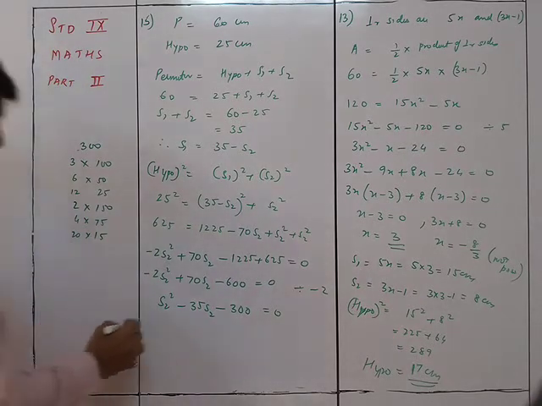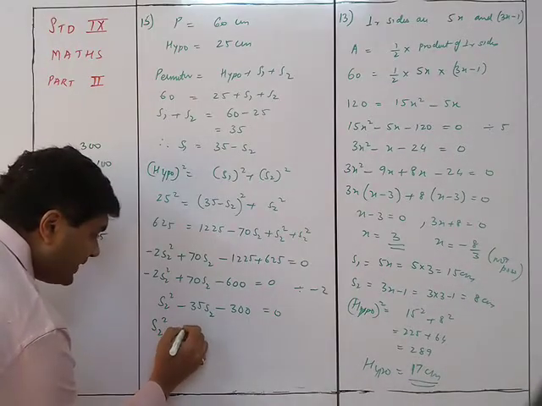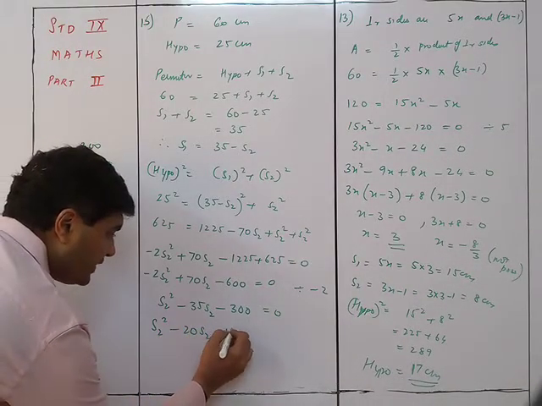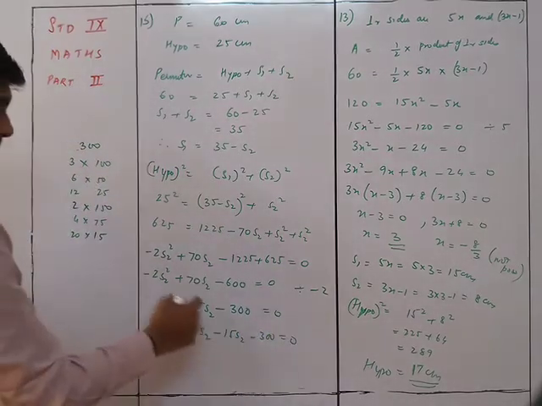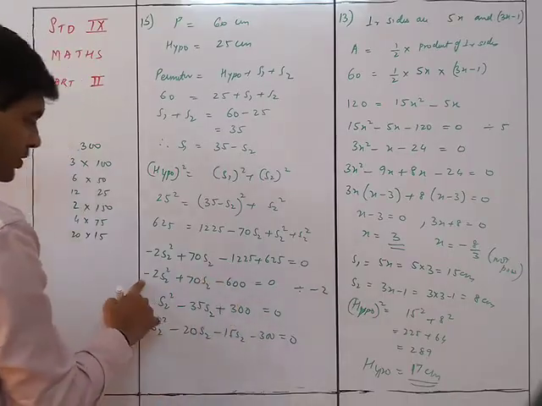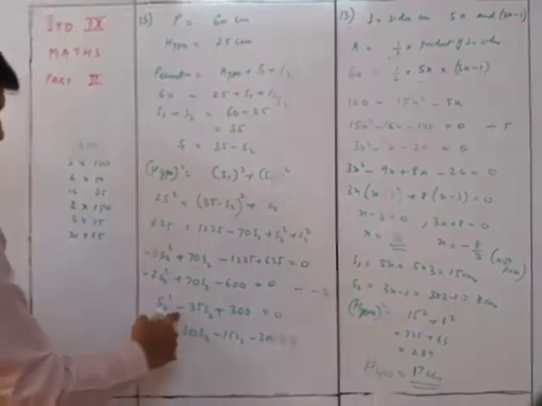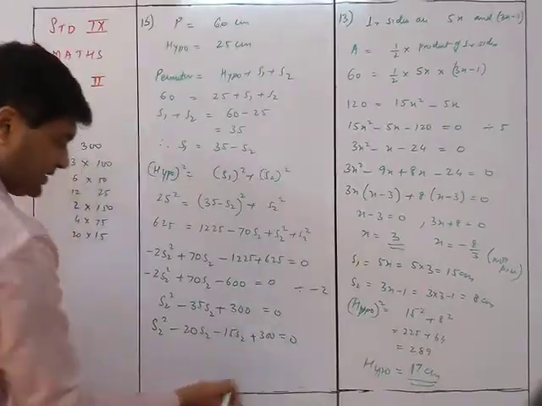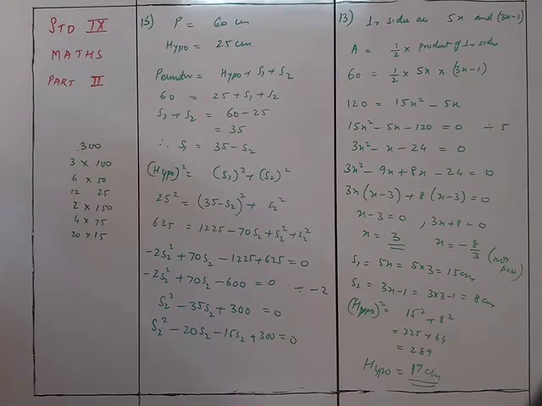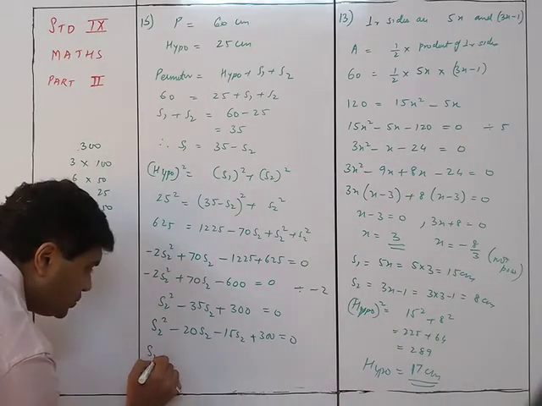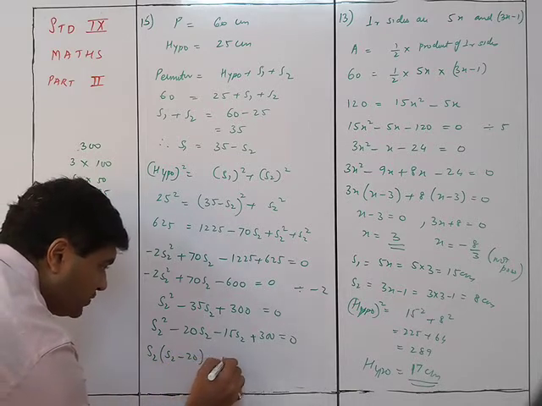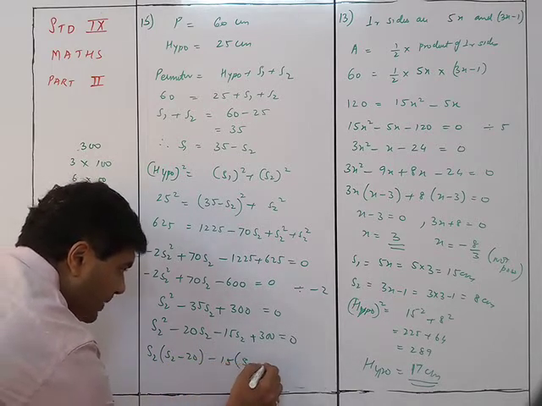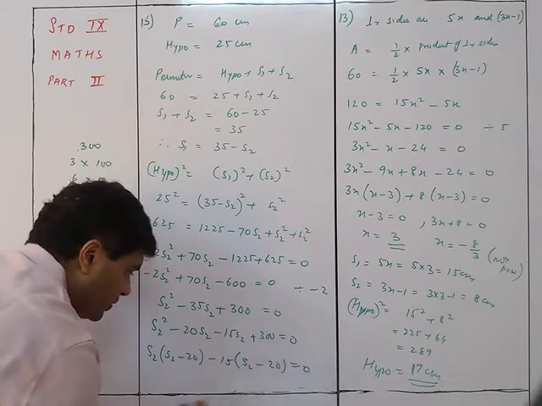Yeah, 20 and 25. So it will be S2 square minus 20 S2 minus 15 S2 plus 300 is equal to 0. Sorry, this will be plus 300 because the minus is divided by minus 2. So this will be minus and this will become plus. So plus 300. So you get S2 into S2 minus 20 minus 15 into S2 minus 20 is equal to 0.